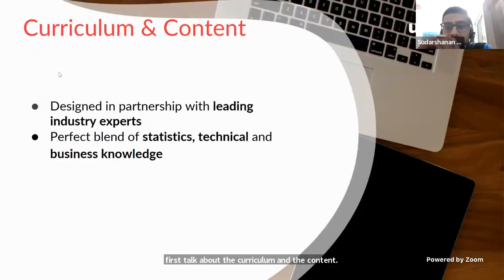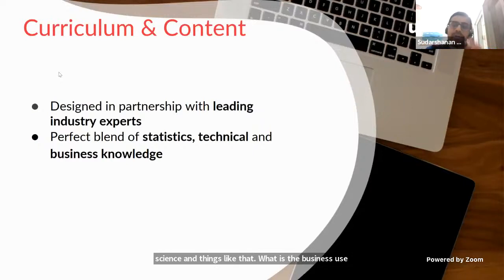Before we get into the details, the curriculum and the content are both designed with leading industry experts. We have consultations and expertise from various industry experts: data scientists, ML engineers, and so on. We also have consultation from industry experts who have a good business angle on data analysis and data science. What is the business use of all these things?